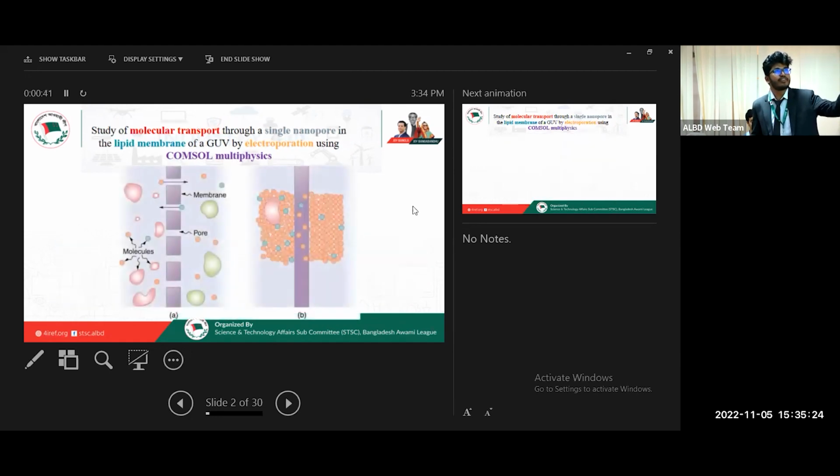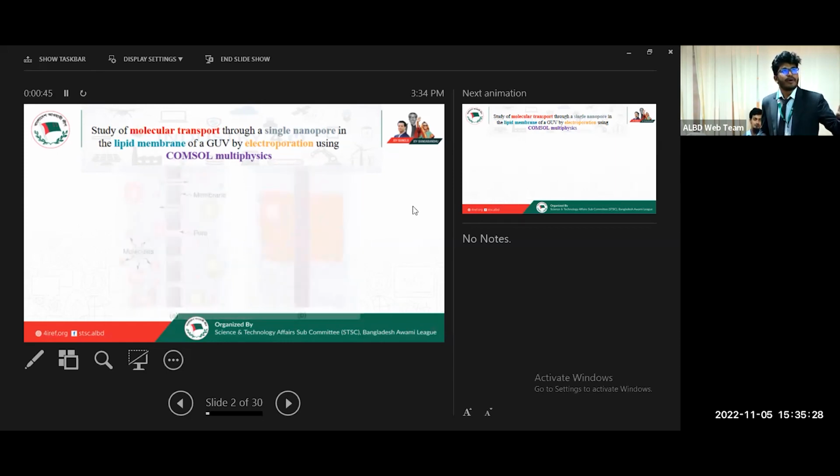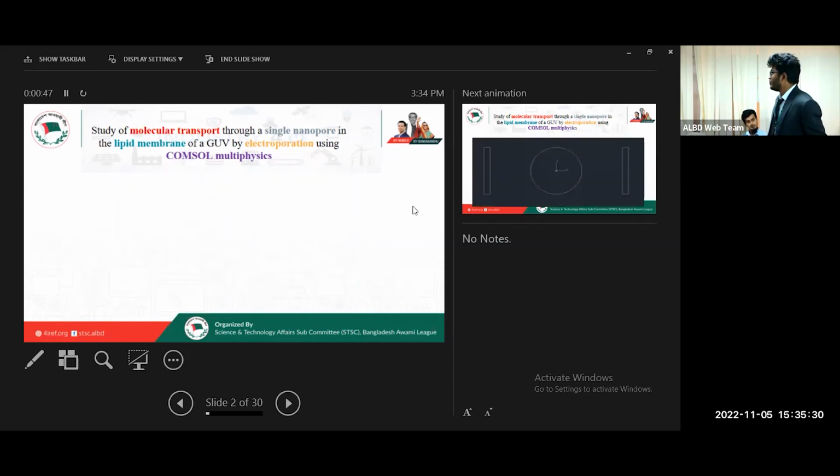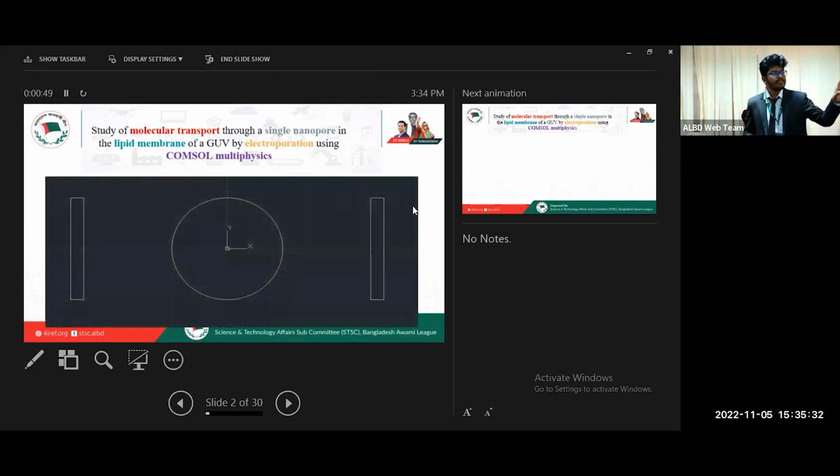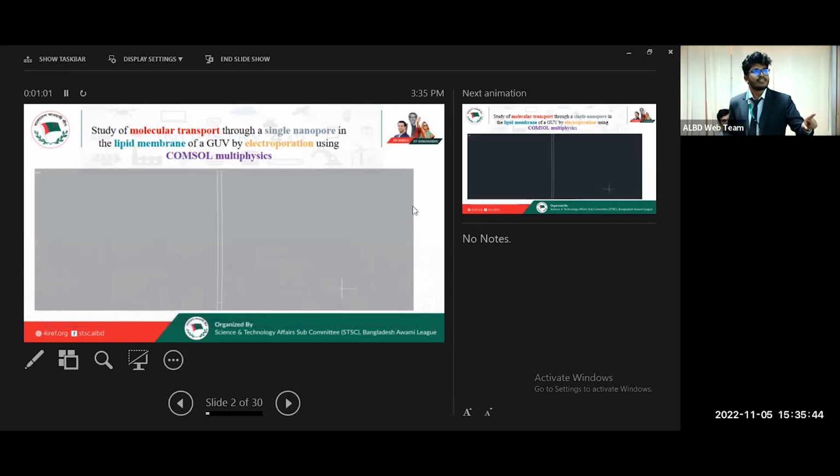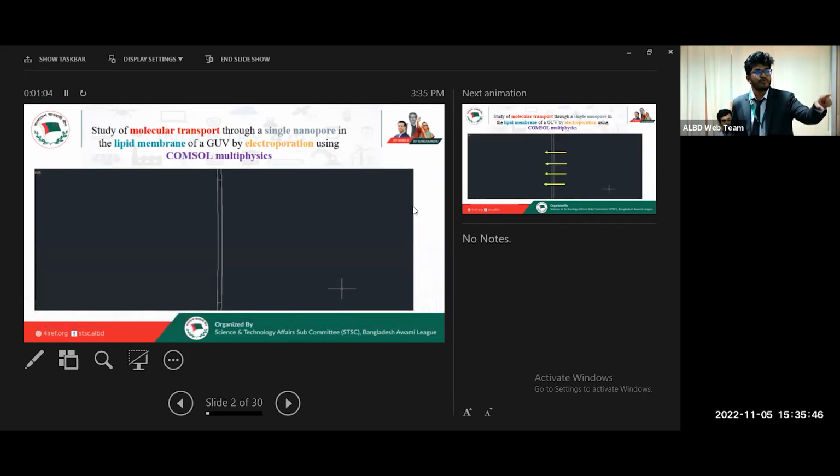There is a molecular transport through a single nanopore in the lipid membrane by electroporation using COMSOL Multiphysics. Now, this is the bar in the circle. Above the circle is the electrode, and the circle is the giant unilamellar vesicle. This is the pore, and the transport will happen in such a way from outside to inside.